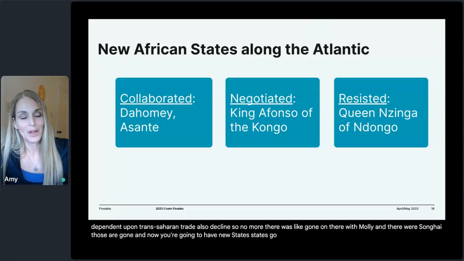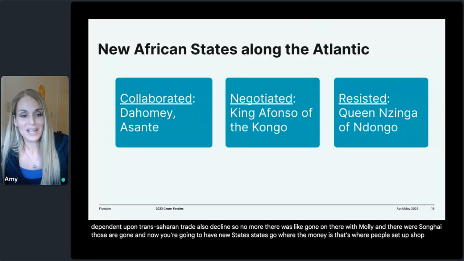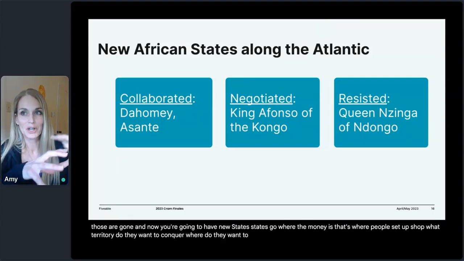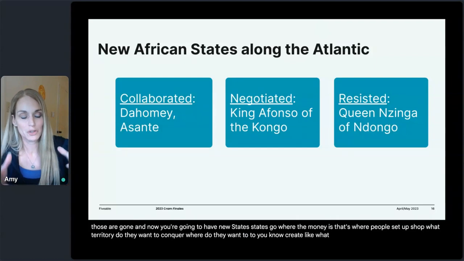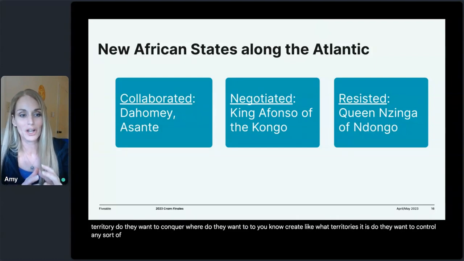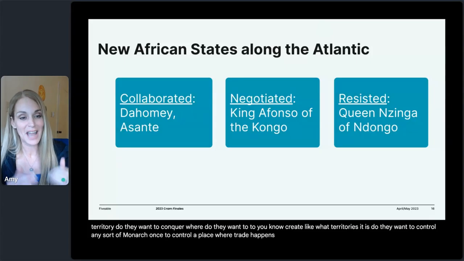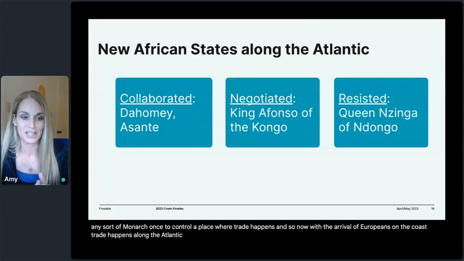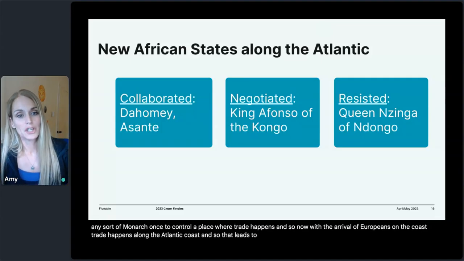States go where the money is. That's where people set up shop. What territory do they want to conquer? What territory do they want to control? Any monarch wants to control a place where trade happens. And so now with the arrival of Europeans on the coast, trade happens along the Atlantic coast. And so that leads to new African states.